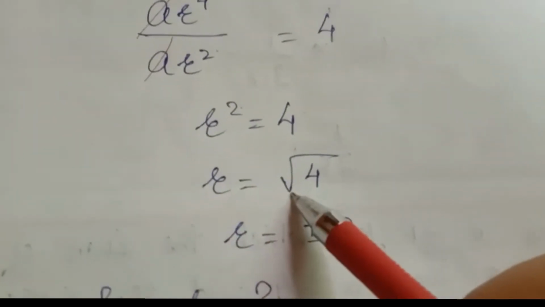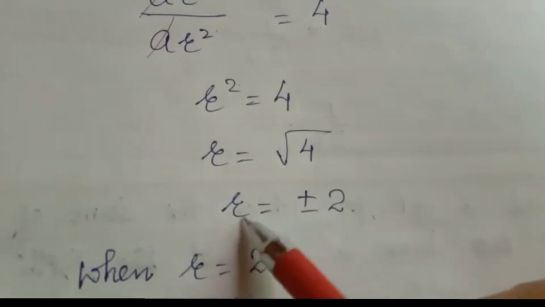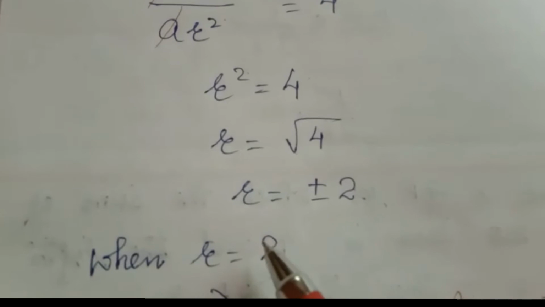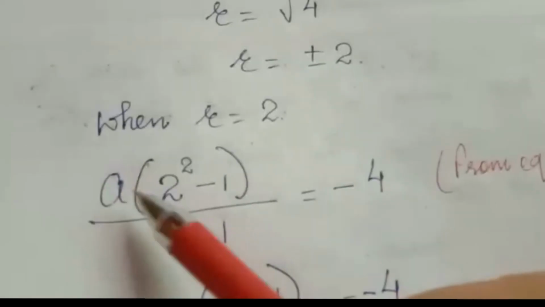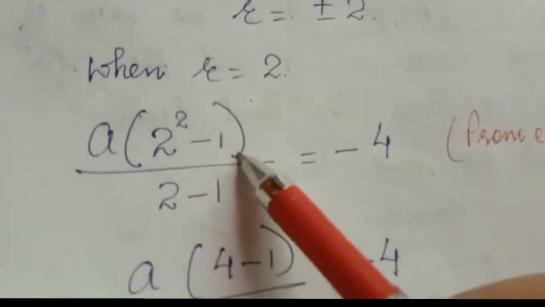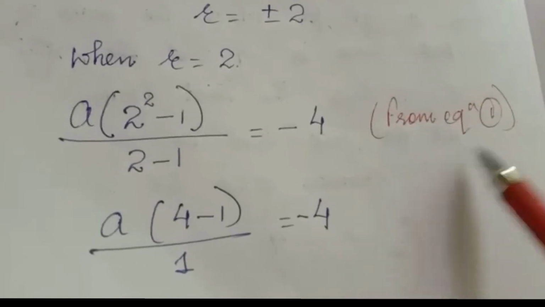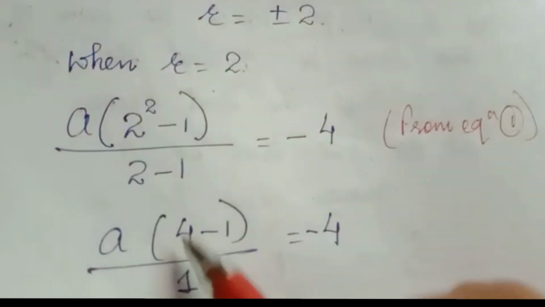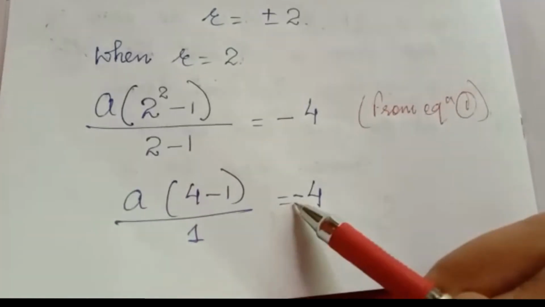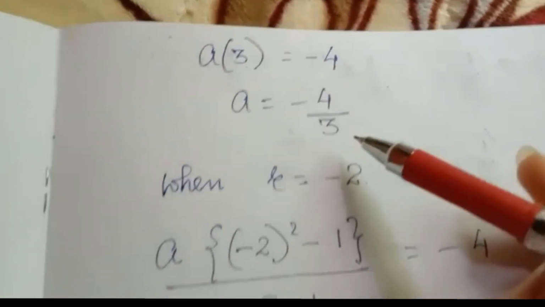So R is equal to root 4. R is equal to plus minus 2. So here we'll get two values of R. One is plus 2, another is minus 2. First we will consider R is 2. Then we'll find the value of A. Now when R is equal to 2, you just put R is equal to 2. So A into (2 square minus 1) divided by (2 minus 1) is equal to minus 4, from equation 1. So 2 square is 4, (4 minus 1) by 1 is equal to minus 4. Now next you will get A into 3 is equal to minus 4. A is equal to minus 4 divided by 3.